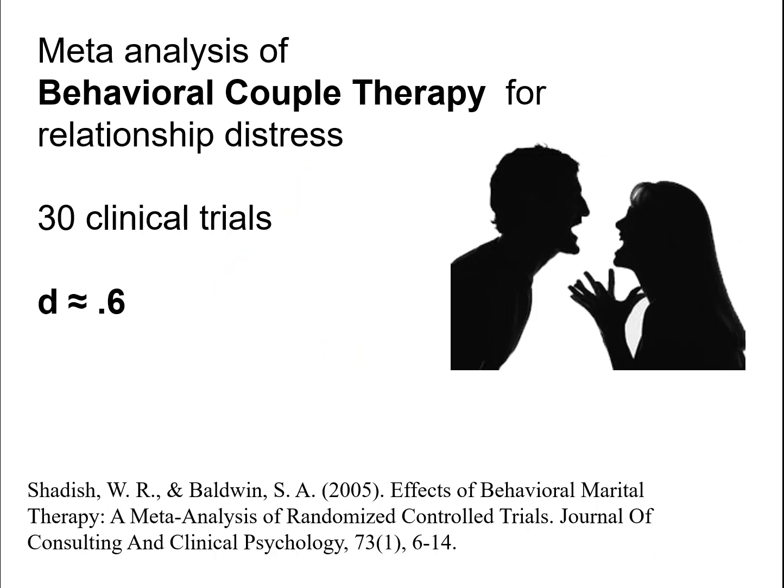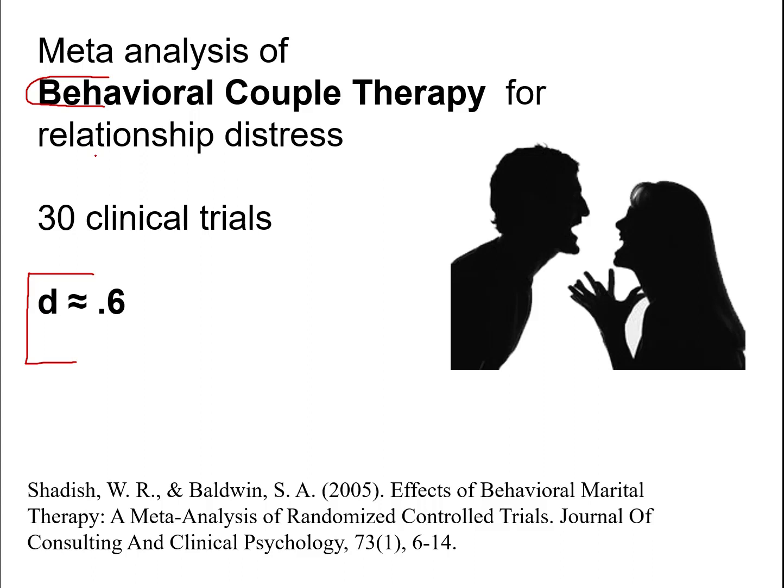So what about a d-statistic of 0.6? This would be dropping down to a medium effect size. What is something we can treat that will produce a d-statistic of 0.6? Well, one example of this is behavioral couple therapy for relationship distress. So this would be when a married couple or any couple is experiencing some kind of relationship distress. And behavioral couple therapy is a type of therapy where they're taught listening and speaking skills, things they can use to help them resolve conflicts.